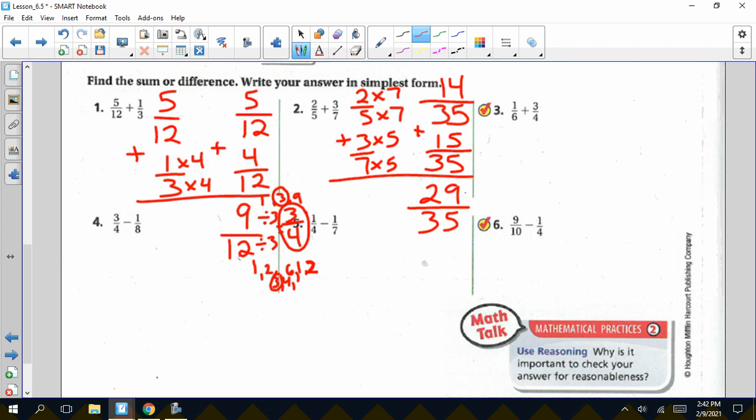And nothing goes into 29 or 35 except for 1. So it is in simplest form.